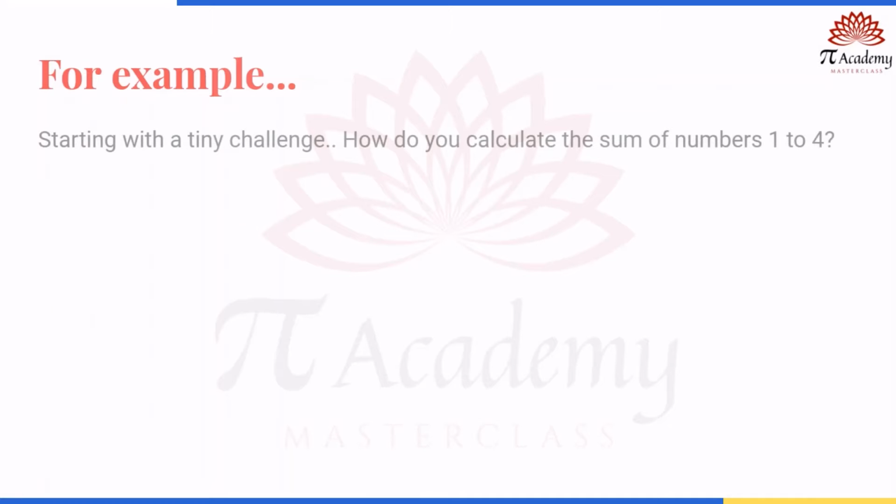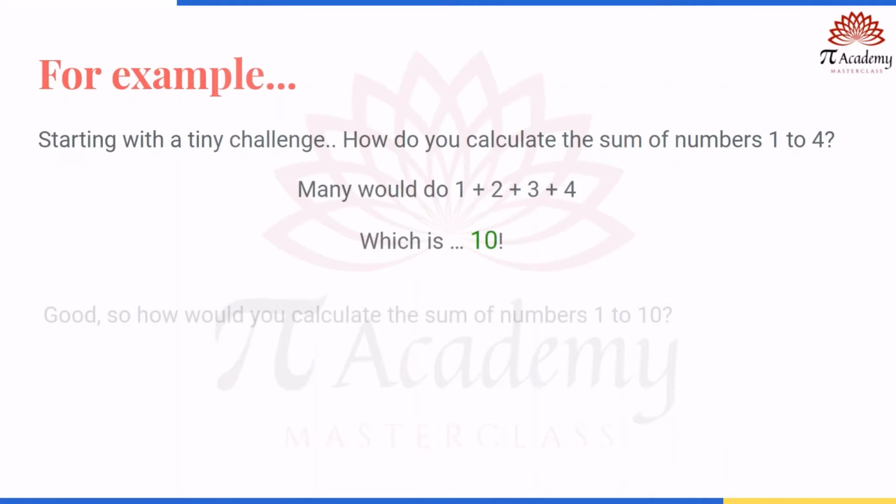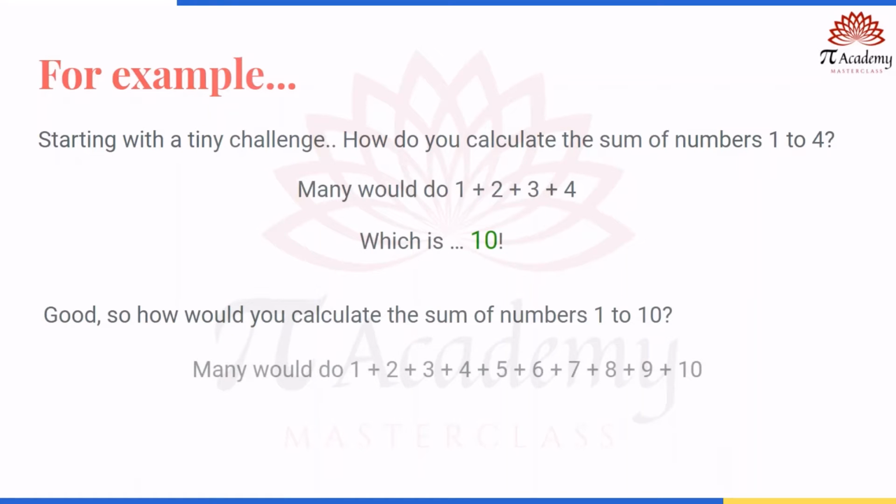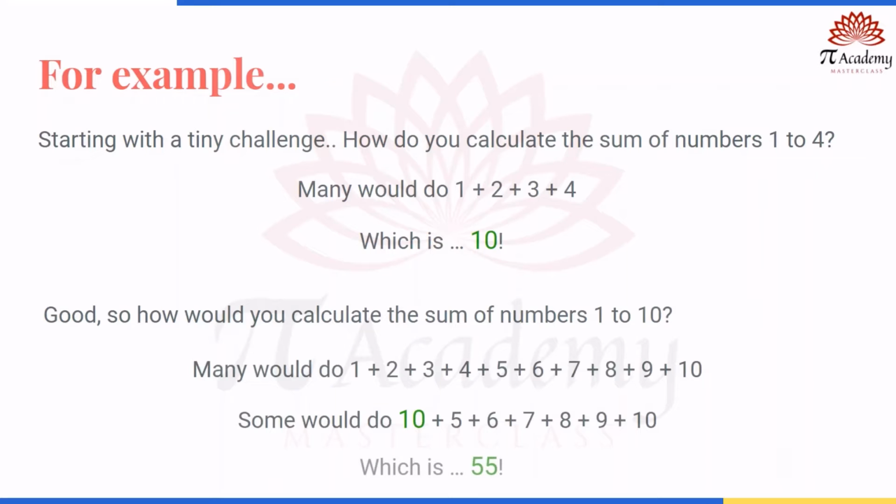How do you calculate the sum of numbers 1 to 4? Many would do 1 plus 2 plus 3 plus 4, which makes 10. Good, so how would you calculate the sum of numbers 1 to 10? Many would do 1 plus 2 plus 3 until 10. Some would already know the sum of numbers from 1 to 4, which is 10, hence 10 plus 5 plus 6 up until 10, which is 55.